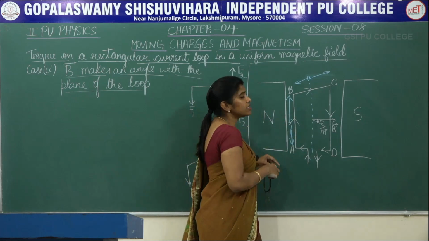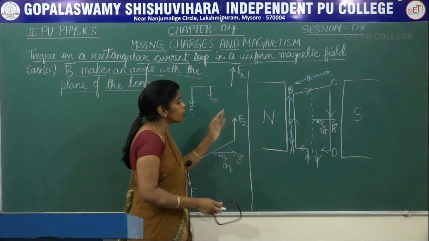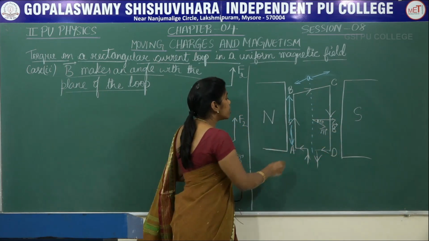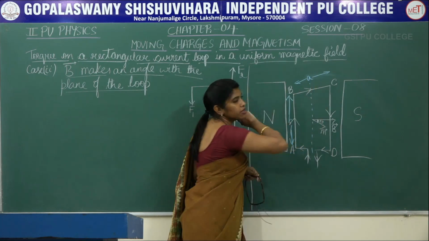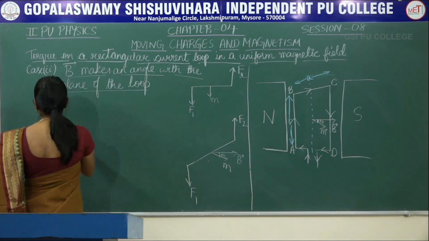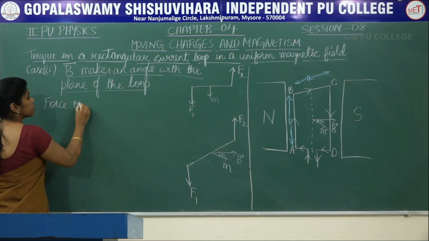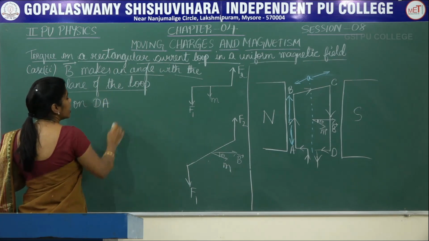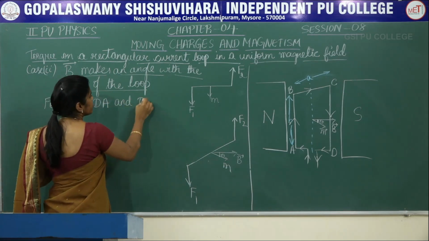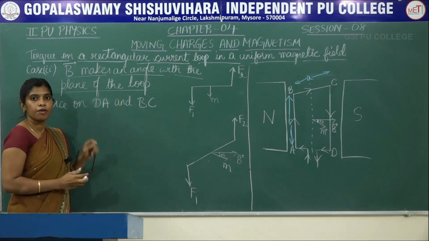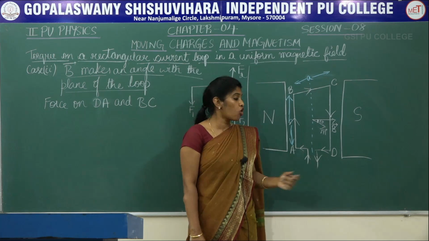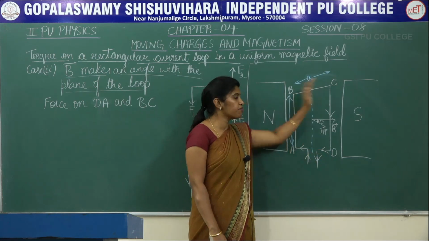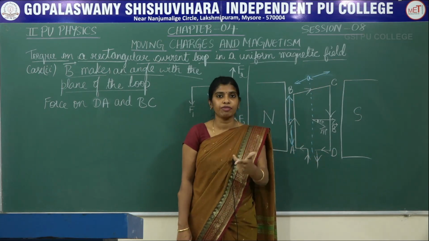Okay. So let us discuss what happens to the force due to the magnetic field on this rectangular current carrying loop. Now coming to the force on AD and BC. Force on DA, because the current is flowing from D to A and B to C. The force on DA and BC. Now let us see the direction of AD and BC. So to find the direction of these forces on DA and BC, I am going to use Fleming's left hand rule.